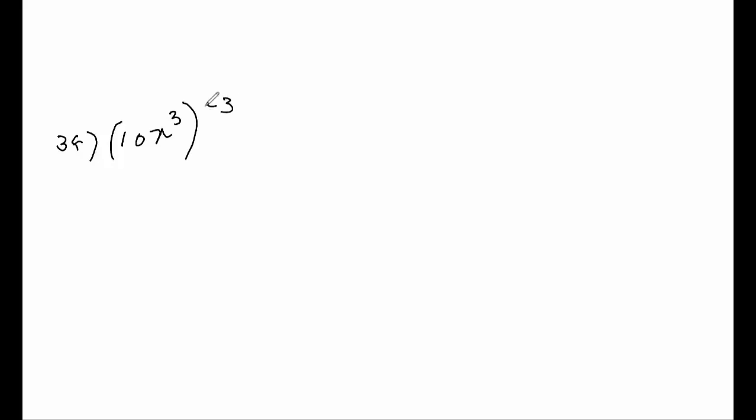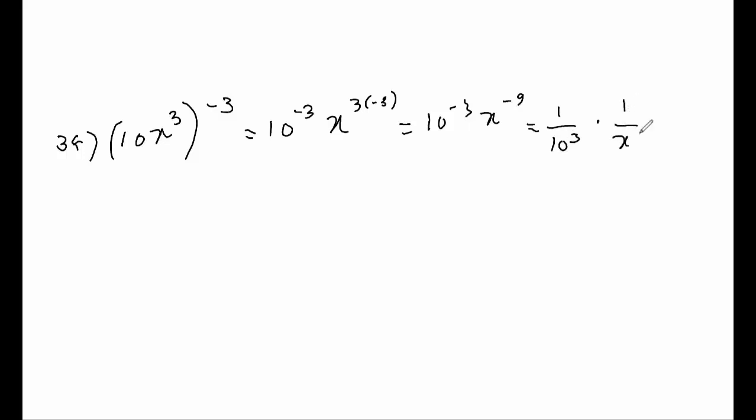Now here again, I'm going to use my negative exponent rule, and that will tell me that one way to look at it is 10 to the 3, x to the 3 times negative 3, and that'll give me 10 to the negative 3, x to the negative 9. But because these are negatives, that means I'll have to put 1 over 10 to the 3rd here times 1 over x to the 9 here.